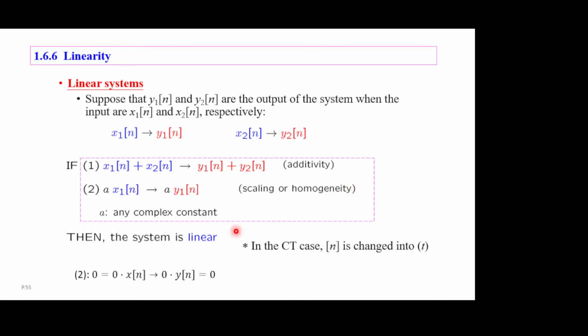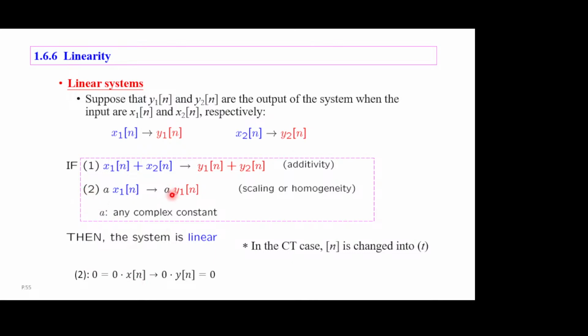Okay. And we write this in discrete just for whatever, but for continuous, then it is the same. You just change n to t. Anyway, so a property of linearity we can already see here.